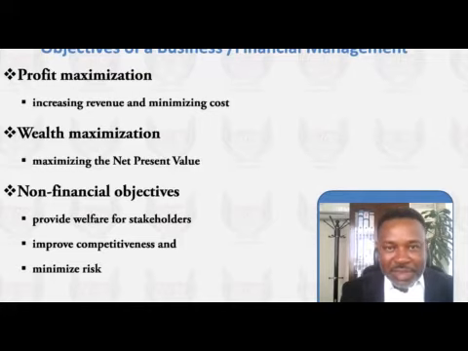Let's look at wealth maximization. Wealth maximization as an objective of a business is the ability of a company to increase the value of its stock for all the stakeholders. It's a long-term goal and involves multiple external factors like sales, products, services, market share, and so on. A firm may not be motivated by money, but may have financial objectives, such as providing a good welfare package for stakeholders, improving competitiveness, and also minimizing.